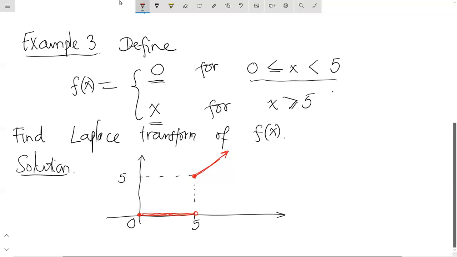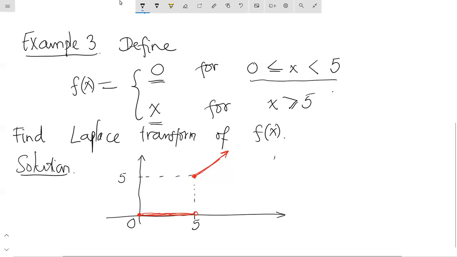So how do we compute the Laplace transform? Now, even though we have two different formulas, they are on different intervals, so you cannot separate them into the Laplace transform of 0 and the Laplace transform of x. That is not correct. 0 is only valid when x is between 0 and 5, and x is only valid when x is between 5 and infinity.